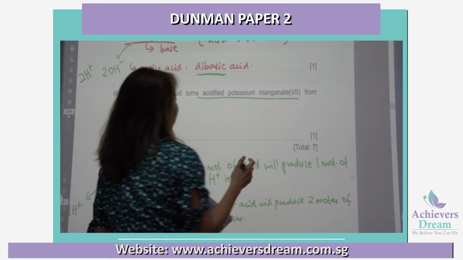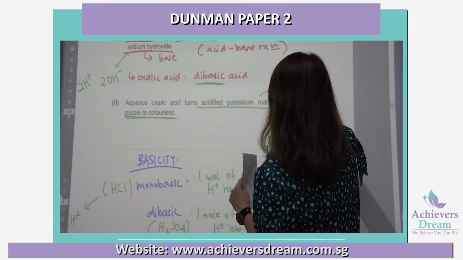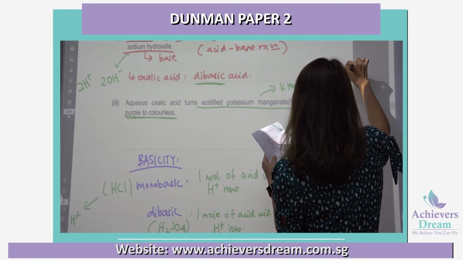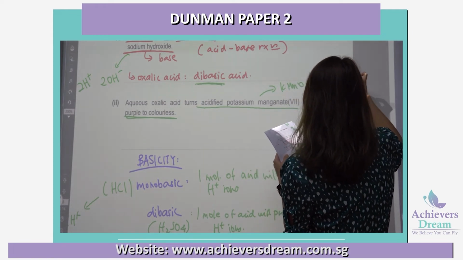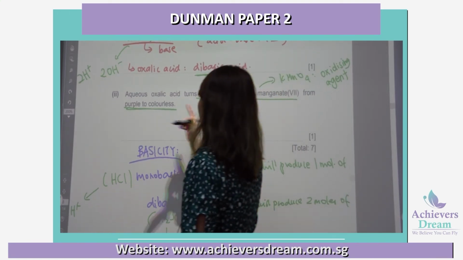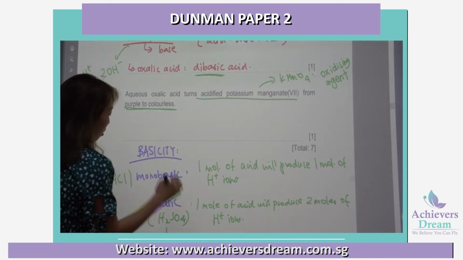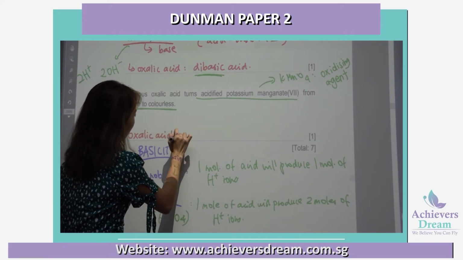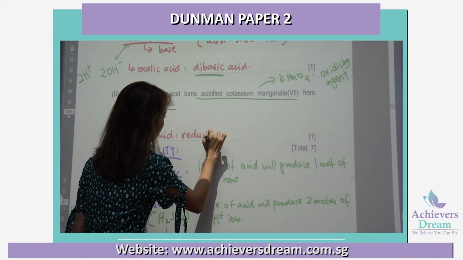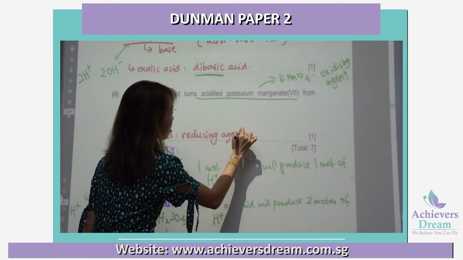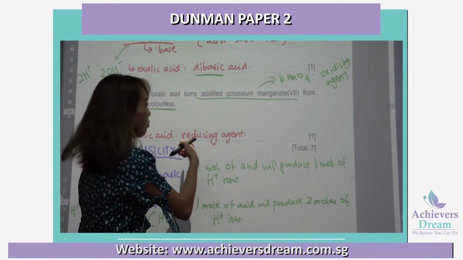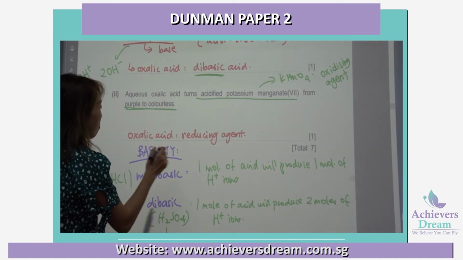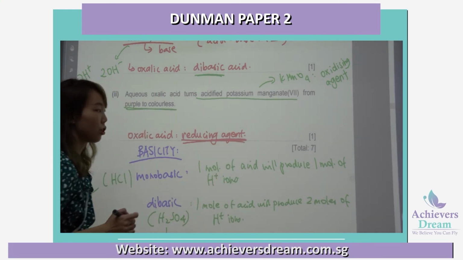Now, what is acidified potassium manganate? My KMnO4. This is an oxidizing agent. So if there's a color change, it means that my oxalic acid must be a reducing agent. Correct? Because oxidizing agents only react with reducing agents. It will not react with an oxidizing agent. So if there's a color change, it means that it has reacted with a reducing agent.